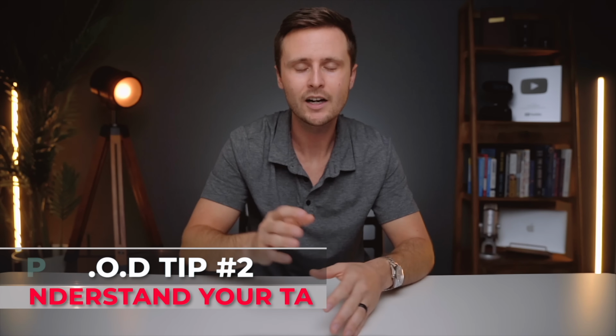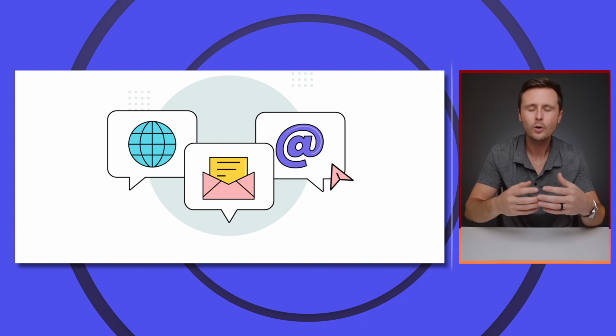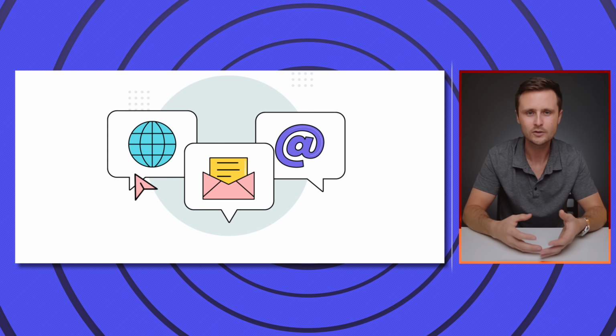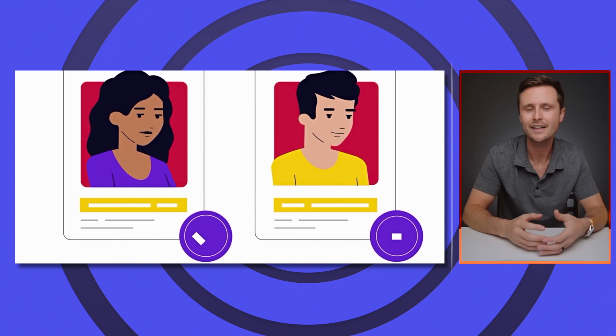Tip number 2 is understand your target audience. What most people don't do as print on demand sellers is think about who is in this target audience or this niche or sub niche that you're going into. What are their interests beyond that general niche? And even what kind of problems do these people face?